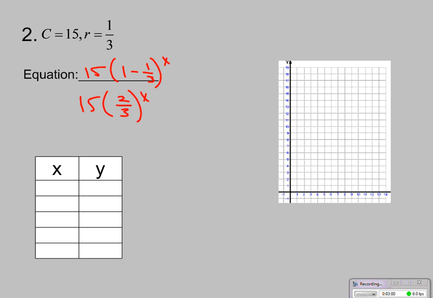So if I look at 0, I'm at 15. At 1, I'm at 10. At 2, I'm at 6 2/3. At 3, I'm at 4 4/9. And at 4, I'm at 2.963. By the time I get to 4, I'm all the way down here at 2.963.